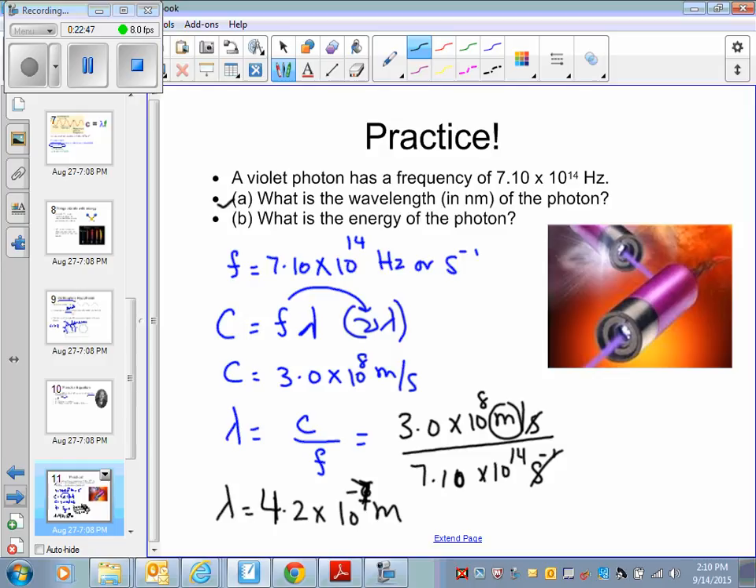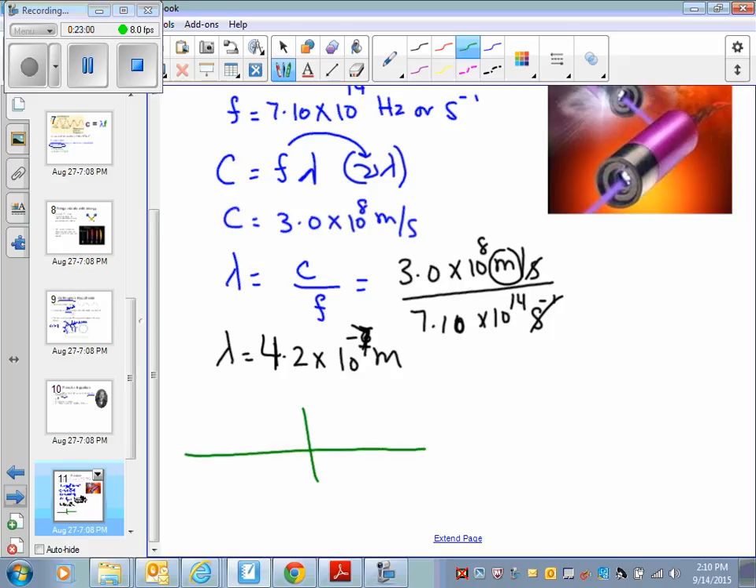Okay, so this is the first part. What is the wavelength? But it says in nanometers, and we got it in meters. So how do we convert it into nanometers? Times 10 to the 9. 1 meter is 10 to the 9 nanometers, right? Meters get cancelled. So we are using dimensional analysis to convert the meters into nanometers. So what would it be then? 4.2 times 10 to the 2. So 420.